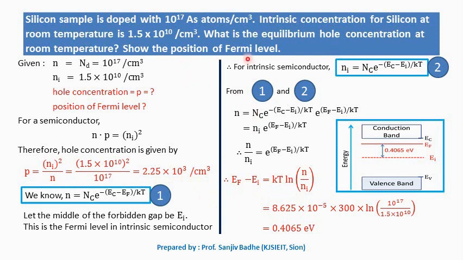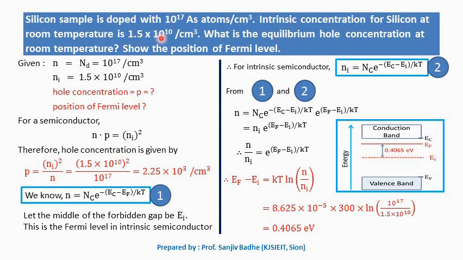Now for second part, for showing the position of Fermi level, we will consider the equation that gives us electron concentration. Electron concentration in the semiconductor can be written as Nc e raised to minus Ec minus Ef by kT. So this equation gives us number of electrons per unit volume in the conduction band. Let the middle of the forbidden gap be Ei. So Ei is the middle of the forbidden gap. This will be the Fermi level in intrinsic semiconductor. We know in intrinsic semiconductor, Fermi level lies at the middle of the forbidden gap. So this Ei will denote the Fermi level in intrinsic semiconductor.